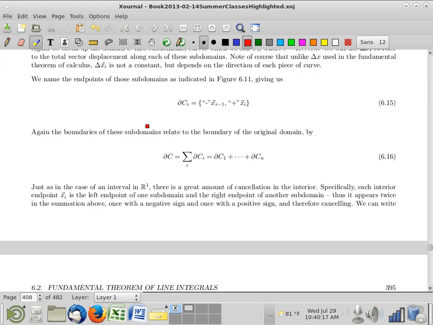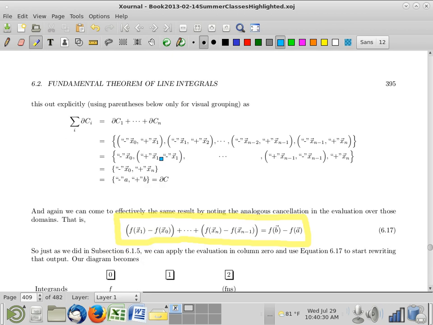And so just like in the single variable case, the boundary of the curve is the sum of the boundaries of the individual pieces. In terms of how that manifests itself in algebra, the change in the value of this function f that we're interested in, that change over the entire curve is just the sum of the changes over the individual little pieces of curve.